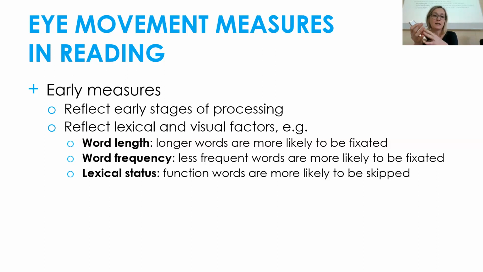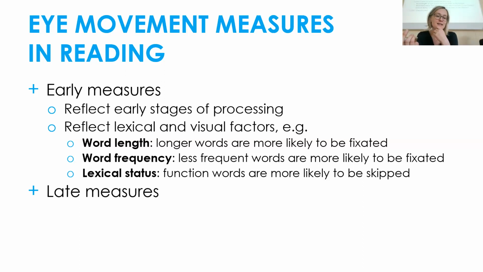And these reflect, as Val already mentioned, some properties of words. So word length and frequency and lexical status, whether it's a noun, a verb, function word, or a content word, etc. So you'll be able to detect how people already, with those early measures, with the first fixation duration, for instance, sort of see whether they can detect those things.